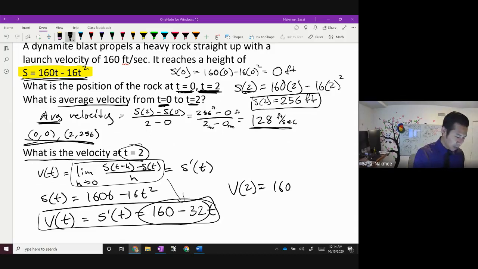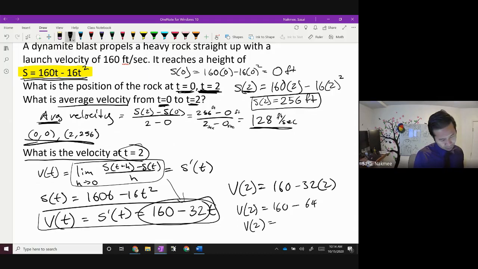So 160 minus 32 times 2, okay? And then my velocity exactly at 2 is going to equal 160 minus 64, I believe, which is going to give me, what is that real quick? What do you guys get? 160 minus 64, what is that? 96? Is it 96? 96, yes?